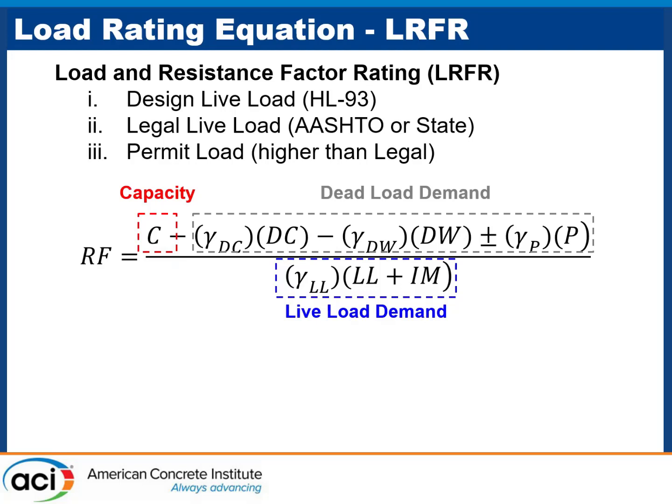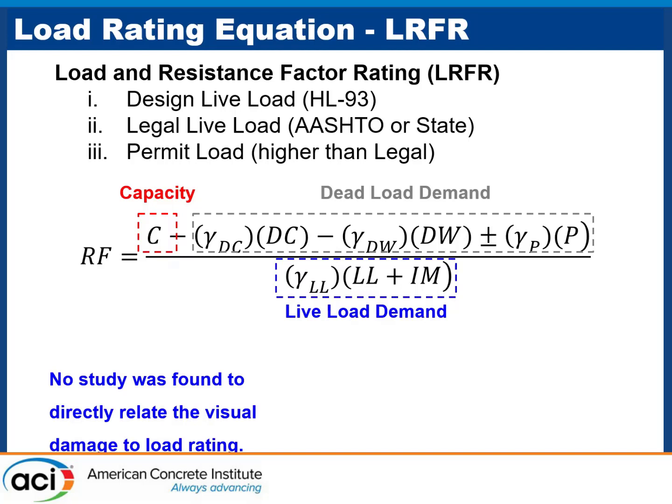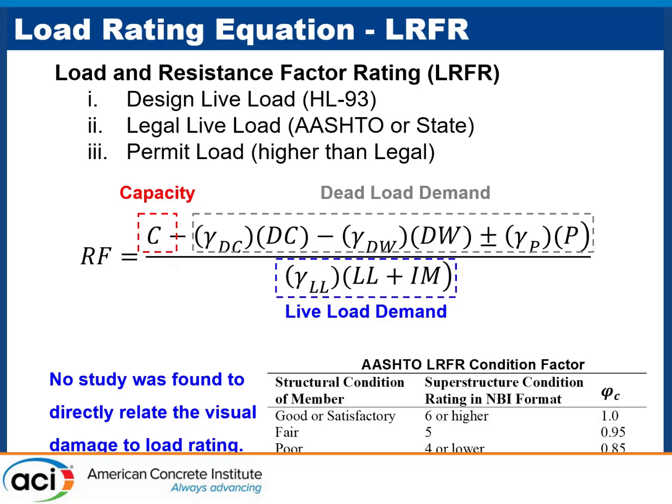The question is, if you see a particular damage on a double T or any other girder bridge, how do you want to translate it in this equation that AASHTO has? Currently, there is no study that relates specific damage to these components. What they have is a general deck level damage. They say if it's good or satisfactory, use a reduction factor of none. If it's fair, what is fair? Use 0.95. And if it's poor, what is poor of the entire deck? Use 0.85 or reduce your capacity by 15%. Nothing specific to an element of the bridge, only the overall deck.